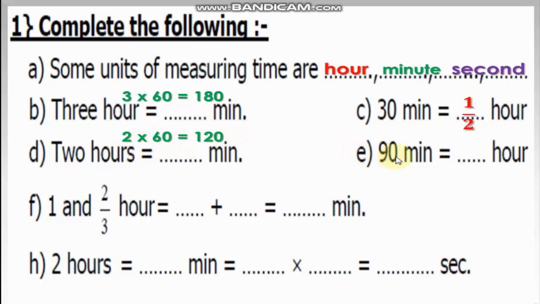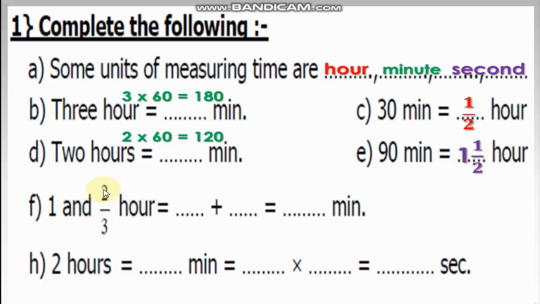Letter E. 90 minutes equals how many hours? We know that 1 hour equals 60 minutes, and half an hour equals 30. So 60 plus 30 equals 90 minutes. So the result here will be 90 minutes equals 1.5 hours.